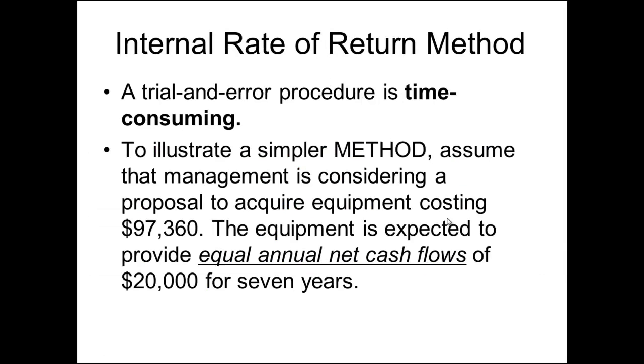Now there's a trial and error method of calculating the internal rate of return that is extremely time consuming. So we're going to take a look here at a simpler method. Assume that management is considering a proposal to acquire equipment costing $97,360. The equipment is expected to provide an equal annual net cash flow of $20,000 for 7 years. Now we can only use this simpler method if we're going to have equal annual net cash flows. If we are not going to, unfortunately, it's going to require the trial and error version of this method.